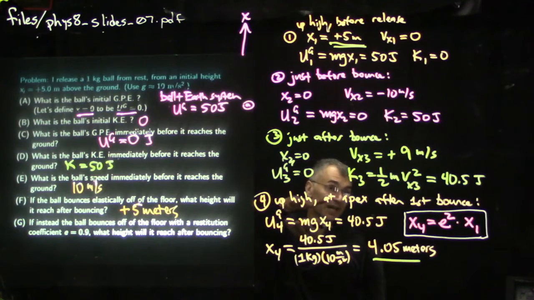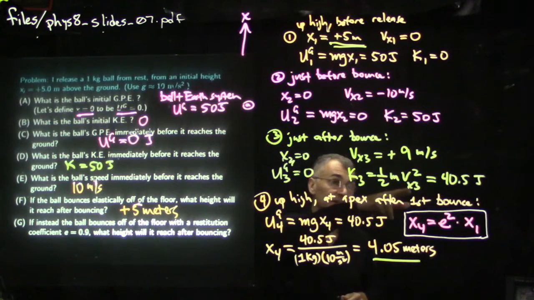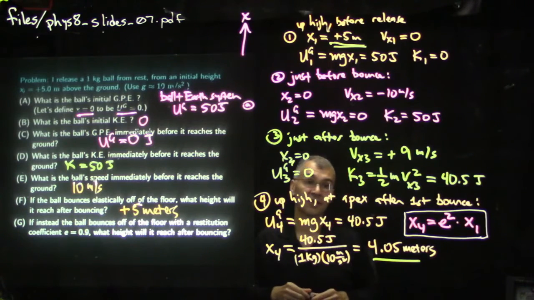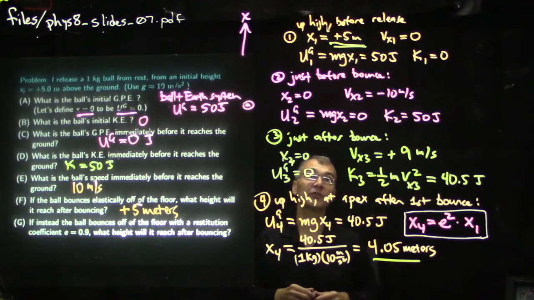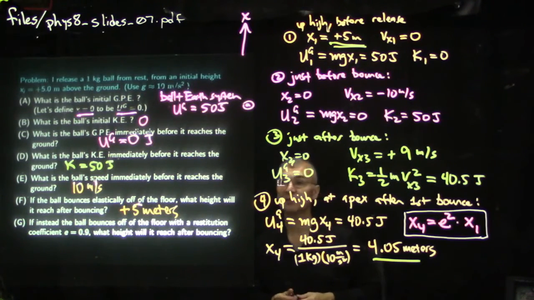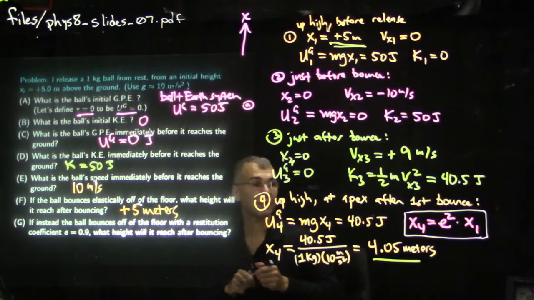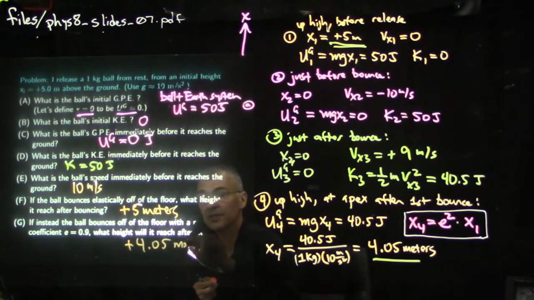and then that KE after the bounce gets turned completely into GPE, but of course there's only 40.5 joules of GPE at this apex number 3 here, this apex number 4 here, whereas there was 50 joules of GPE at this apex number 1 here. See if you can puzzle that out. So I'm going to say the height it will reach after bouncing is plus 4.05 meters.